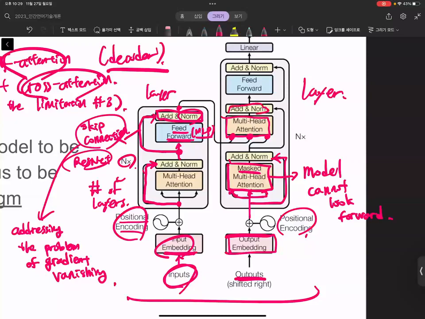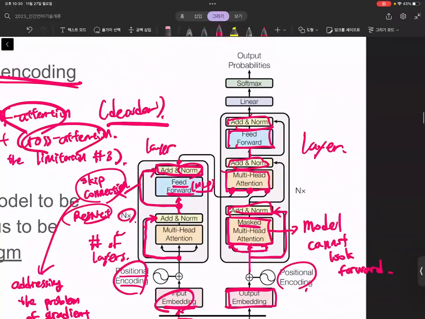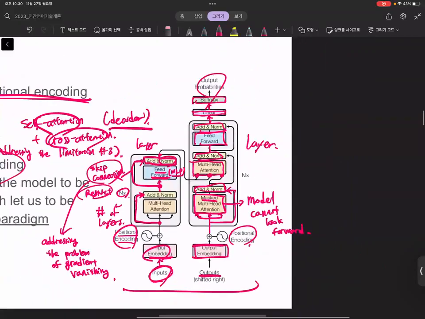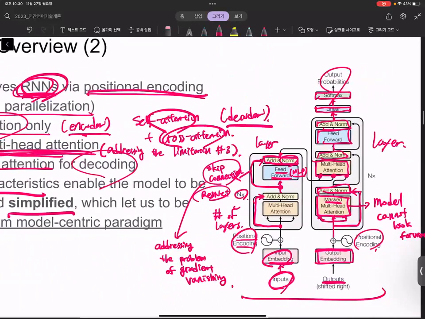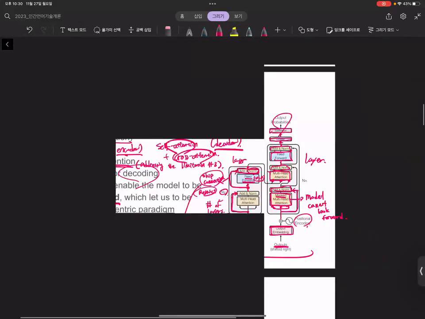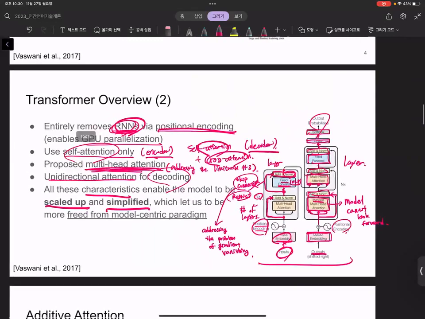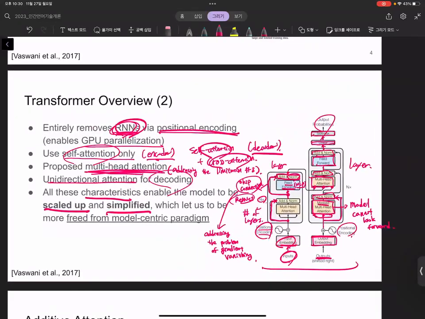And then still add a normalization and go to the MLP and another normalization. And finally, the output of this goes into one linear layer, and then softmax, and then we get the probability vector. Okay, this is the overview of the transformer.